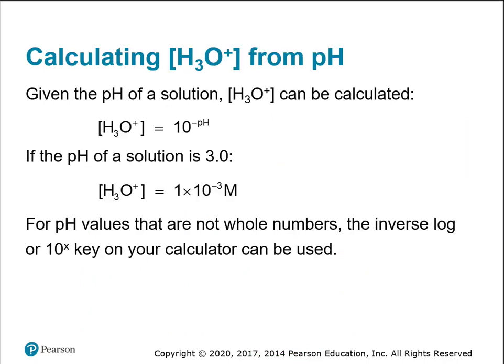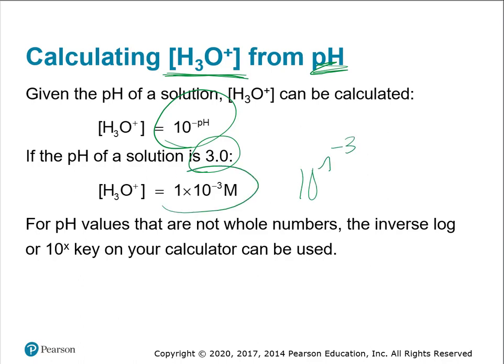What if I want to work backwards, calculating the hydronium ion concentration from the pH? Because we just found the pH from the hydronium ion concentration. All we have to do is take 10 raised to the negative pH. If we're told that we have a pH of 3, we simply just do 10 raised to the negative 3, which would give us 1 times 10 to the negative 3 molarity.